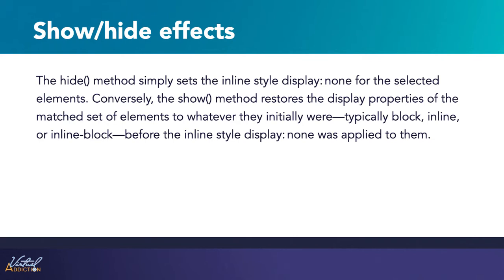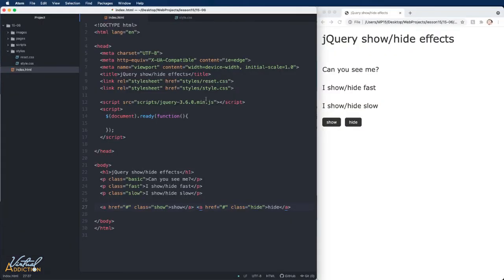Let's look at how we can incorporate this into our pages. Here's the file I've prepared for us to work with. As you can see, I have several paragraphs. They all have unique classes assigned to them. In addition, I have two anchor elements. One has a class of show and one has a class of hide. And here's what my page looks like in the browser.